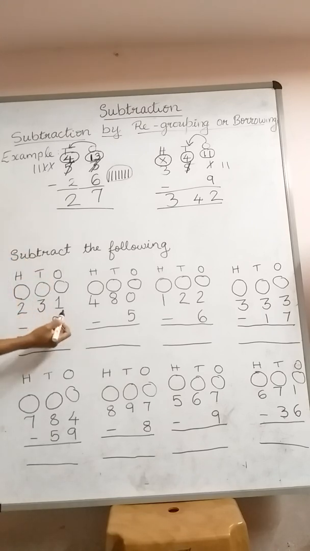Let's start. 1 minus 7. Is it possible to take out 7 from 1? No, it's not possible. So what 1 does? It goes to tens place and asks, give me 1 tens. Okay, give me number 1. That is 1 tens. What 3 does? Yes, I will give you.